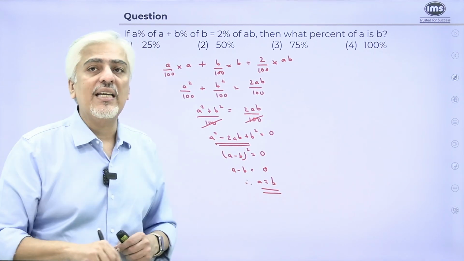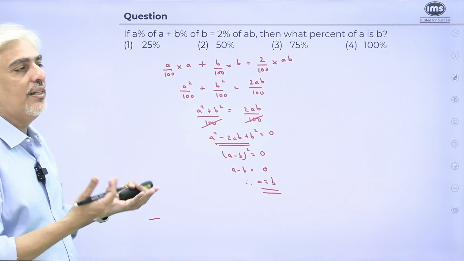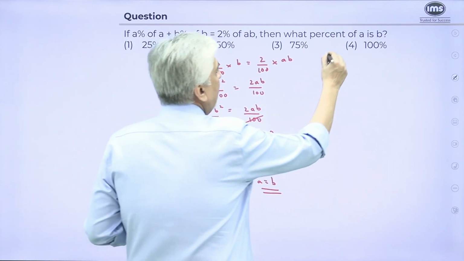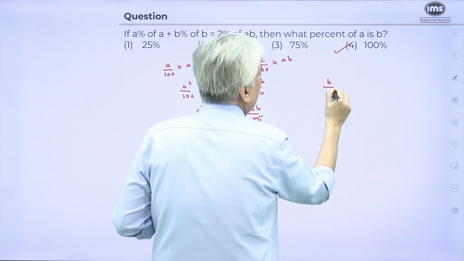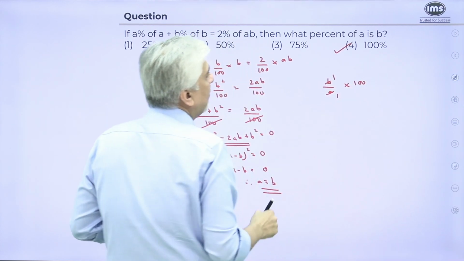Now if A and B are equal, what can I say? What percent of A is B? If they both are equal, it will be 100%. Right? B is what percent of A? So it will cut, no, so it will become 1 upon 1 into 100, which will be 100%. Fourth option.